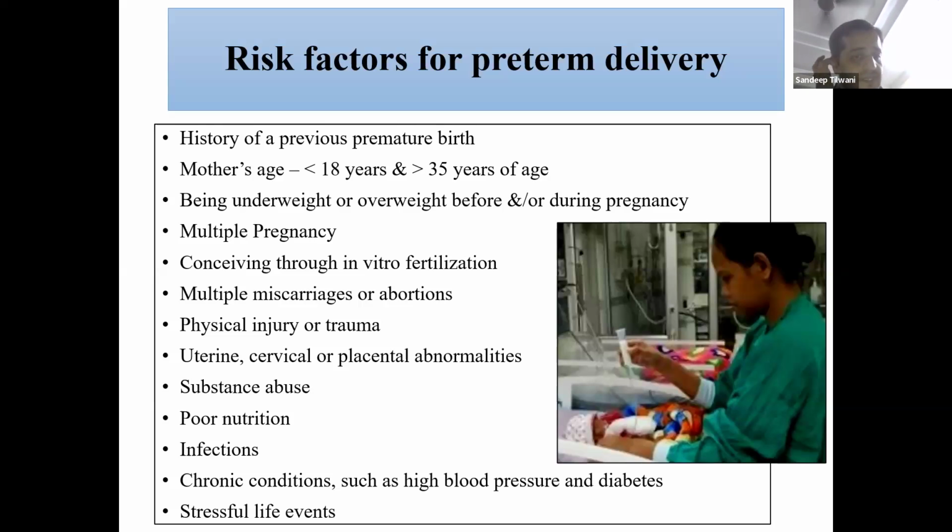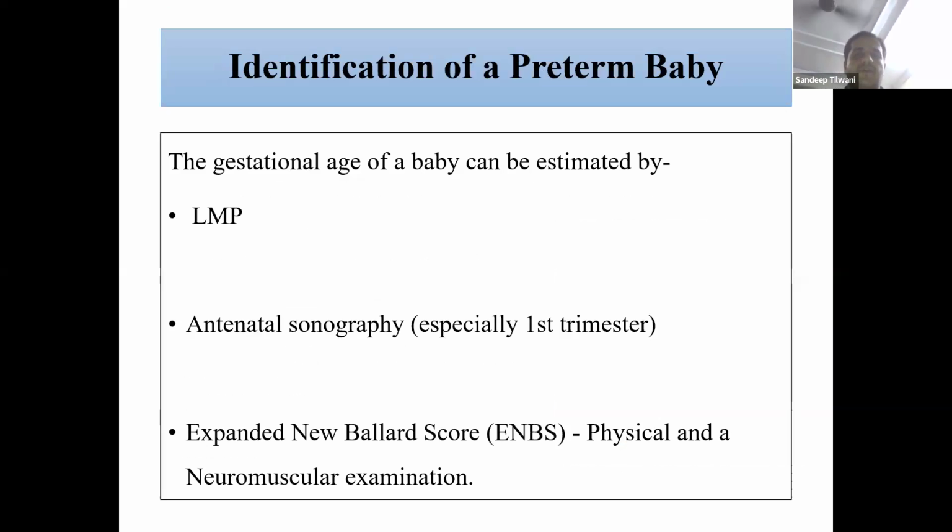Okay, or whenever she has any physical injury or trauma, or uterine, cervical or placental abnormalities in the mother, whenever there is a history of substance abuse in the mother, when the mother's nutritional status is poor, whenever there are infections or chronic conditions in the mother like diabetes or hypertension. Okay, and whenever there is any stressful life event happening in the mother, all these may lead to premature birth.